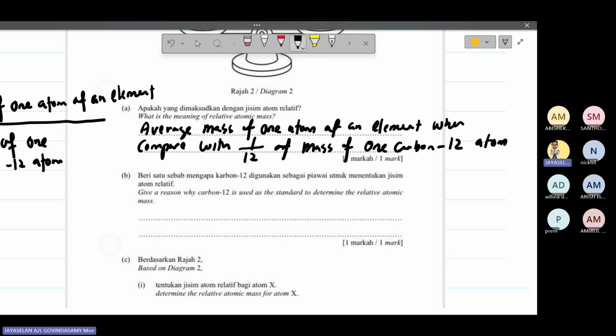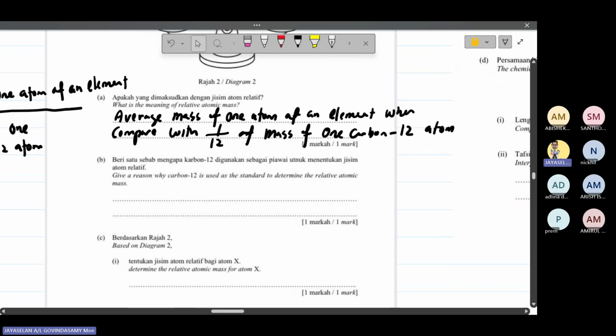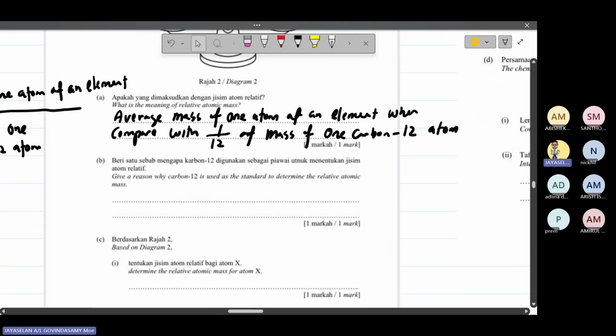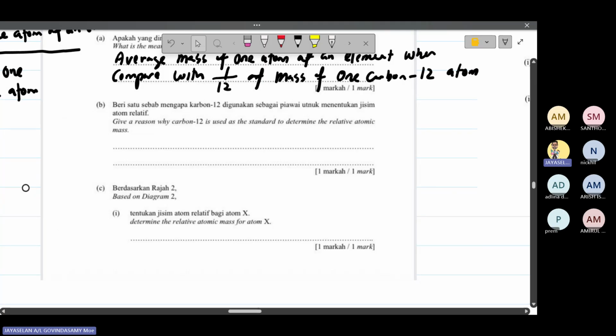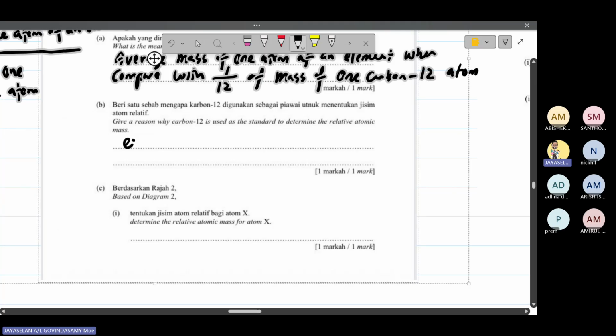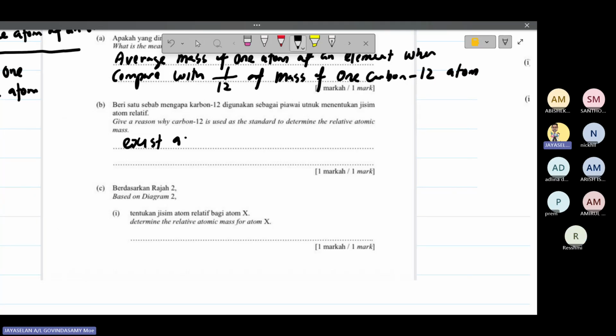Any question? So this type of question lama tak keluar. This is last year trial paper and before this ada satu trial paper. So this year kemungkinan besar boleh keluar. So make sure get full mark. Okay, give one reason why carbon 12 atom is used as a standard atom. Because why? Because the carbon 12 atom exists as solid. Wujud sebagai pepejal. Exists as solid. You letak comma, letak easy. Okay, to handle the experiment. Satu markah. Any question? No question, right?